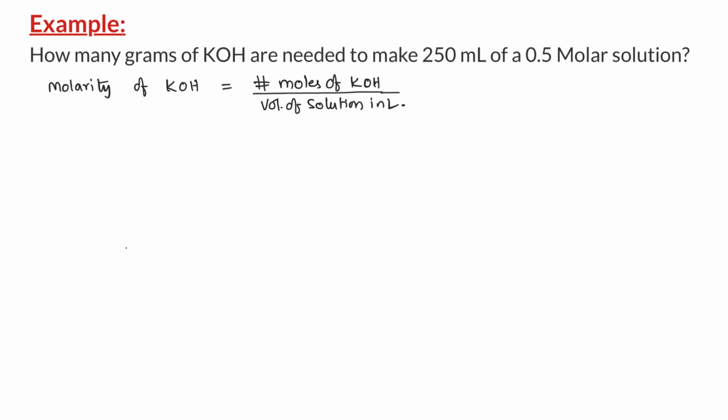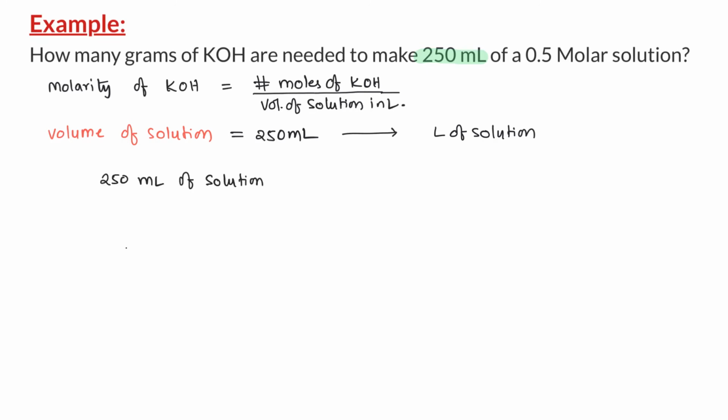The volume of solution is given in milliliters, but we need it in liters. So we need to convert milliliters of solution into liters. Given 250 milliliters of solution, needed liters of solution. The conversion factor that I am going to use is 1 liter per 1000 milliliters.